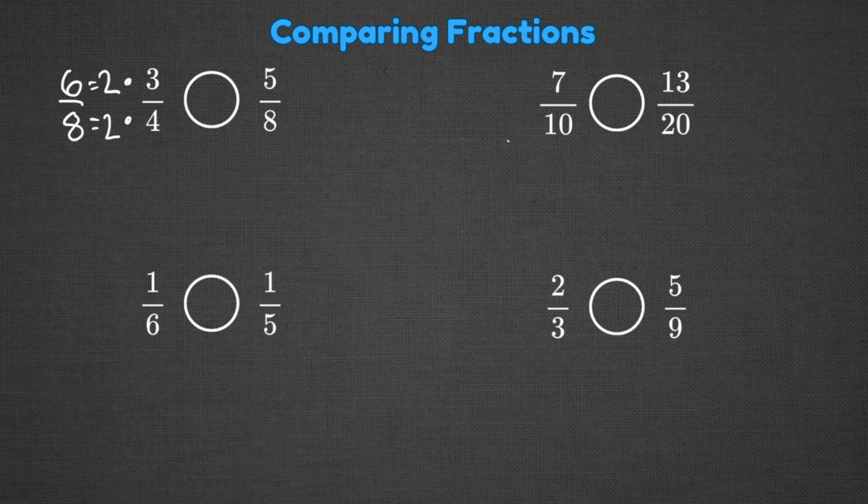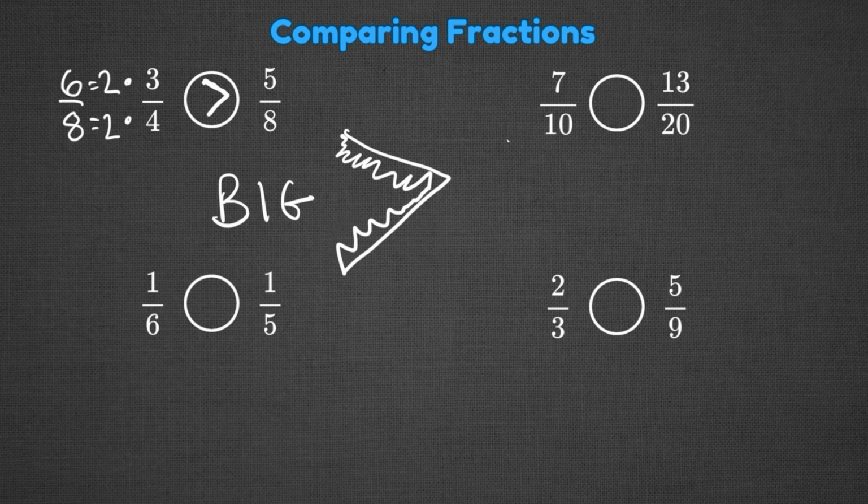And now that I have 6/8 and 5/8, I know that 6 parts out of 8 is more than 5 out of 8. So I'm going to draw my greater than sign. And if you forget from your childhood, the greater than sign is kind of like an alligator that always wants to eat the bigger number because it's so hungry.